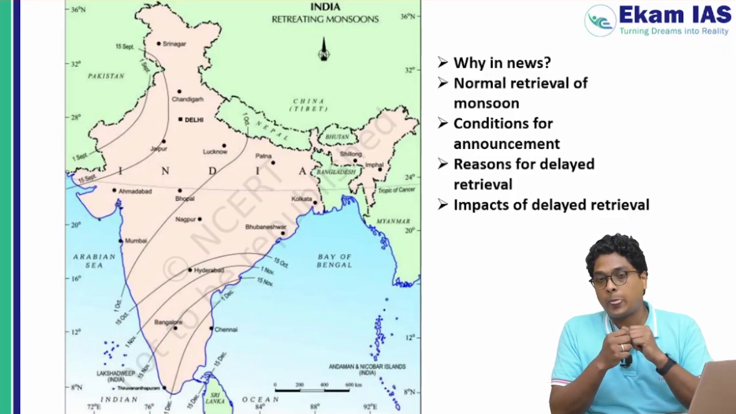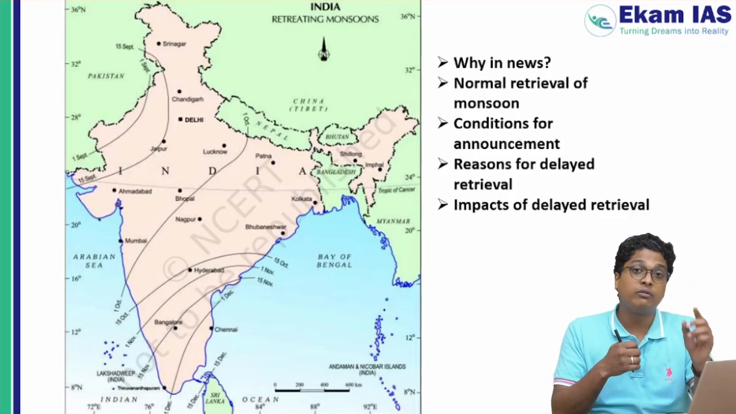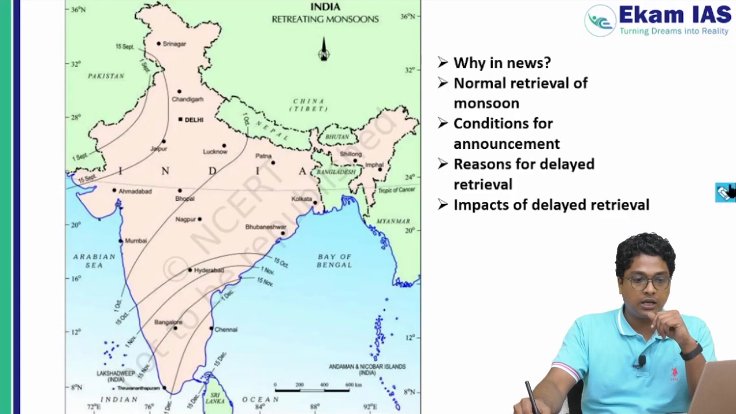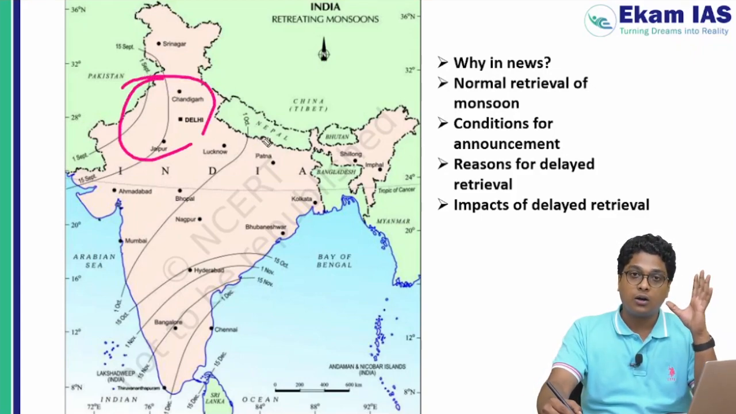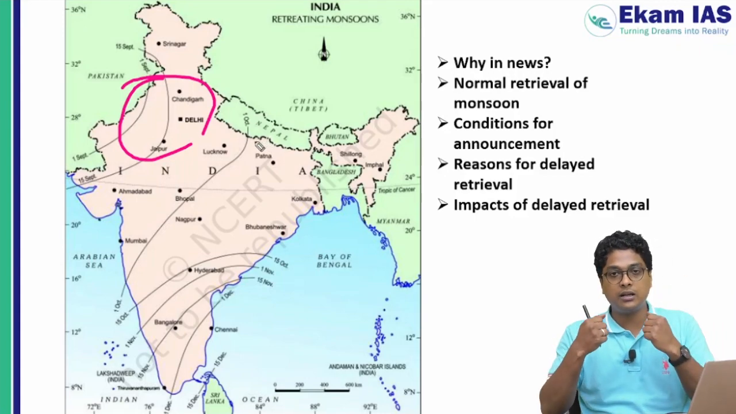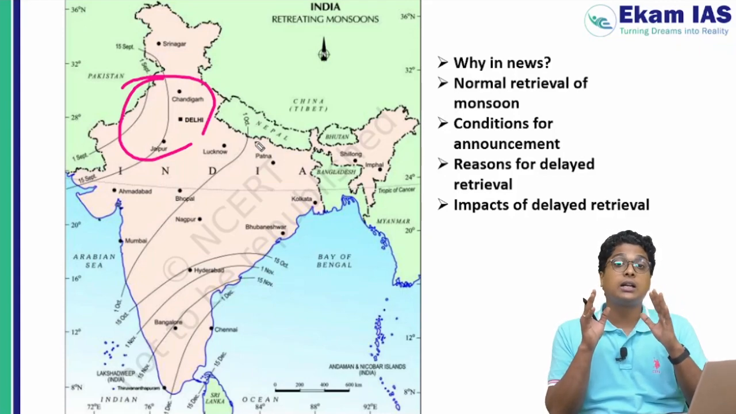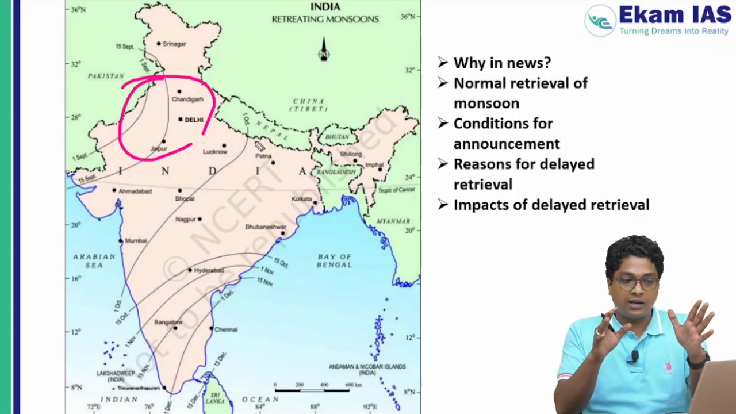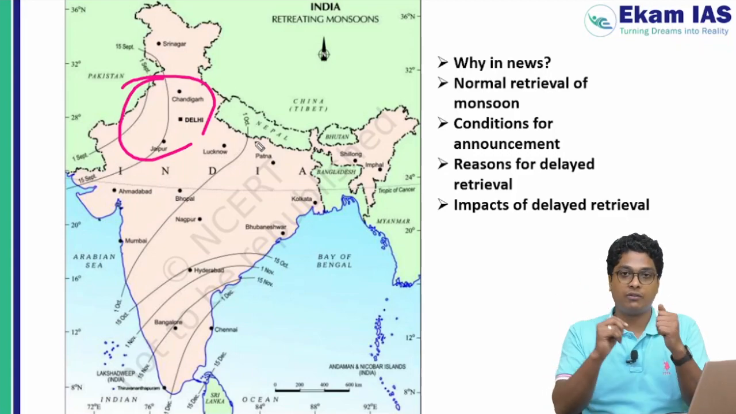Now we know that the timely retrieval of the monsoon is important for agriculture, especially when we look at this northwestern region where we have this rabi crop cultivation. They're sowing or the harvesting or sowing. These kind of activities are dependent on the retrieval of the monsoon. Okay, so those got affected. So this retrieval has a positive impact as well as a negative impact.